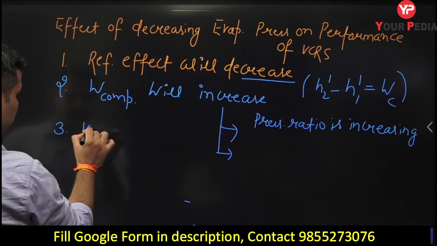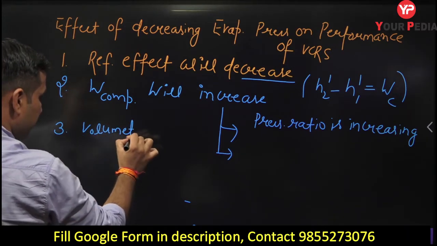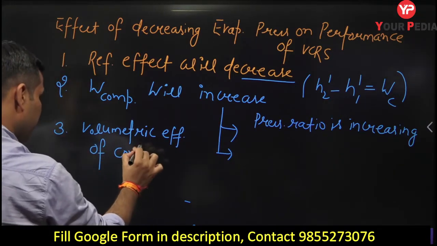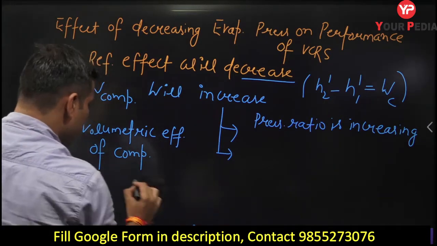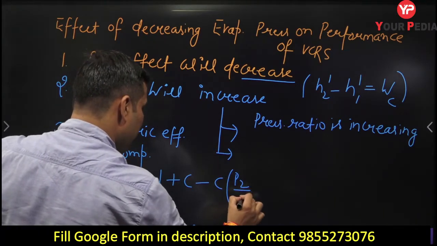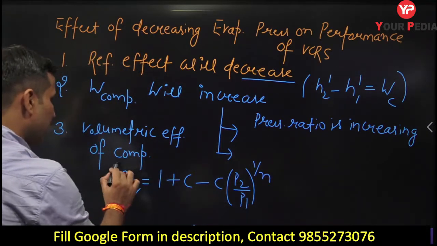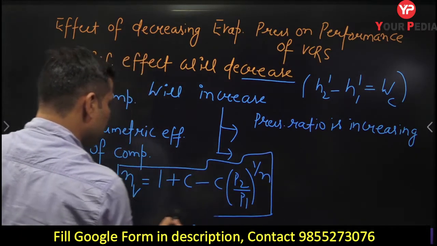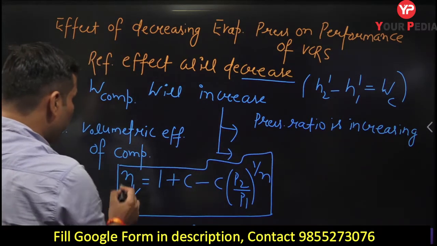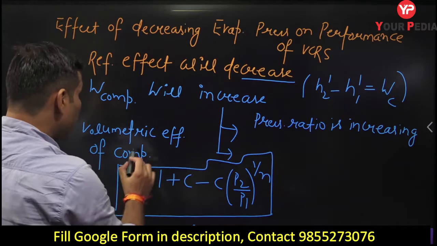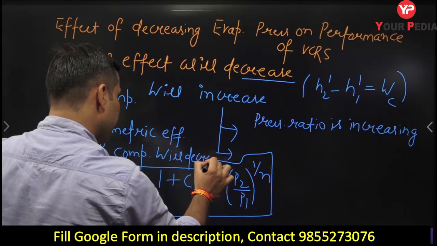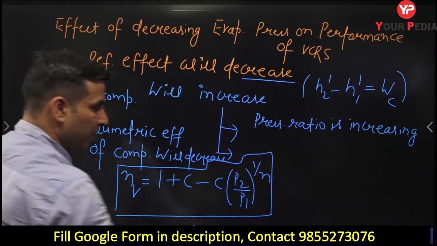Volumetric efficiency of the compressor. Guys, you know, volumetric efficiency of the compressor, we can represent it as 1 plus C minus C (P2 by P1) to the power 1 by N. This is the expression we write for the volumetric efficiency of the compressor. So as your pressure ratio increases, the volumetric efficiency will decrease. Why will it decrease? Let me come to that.